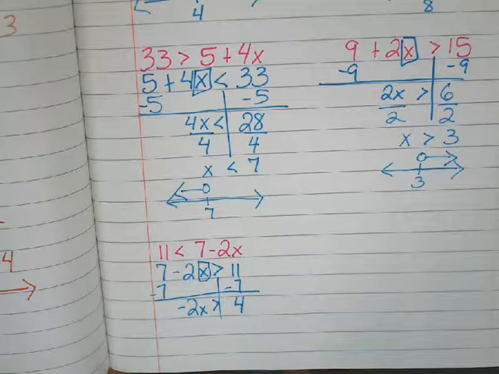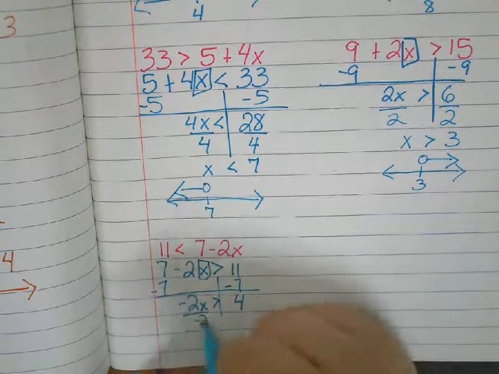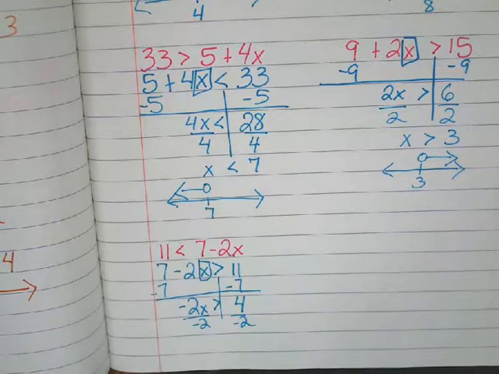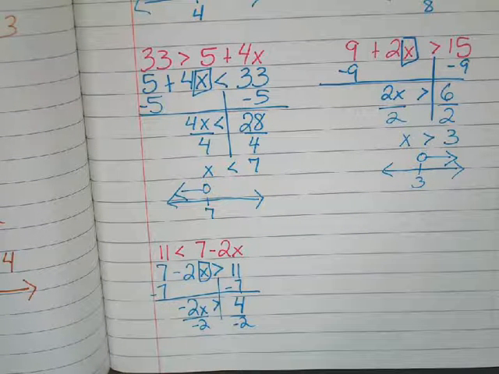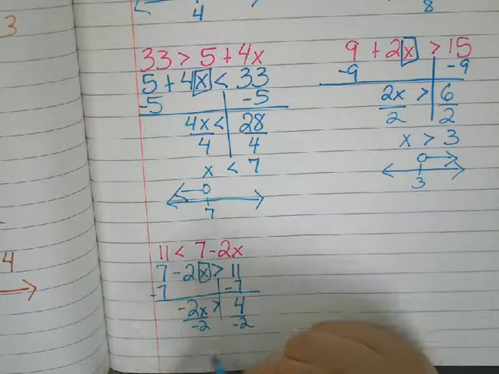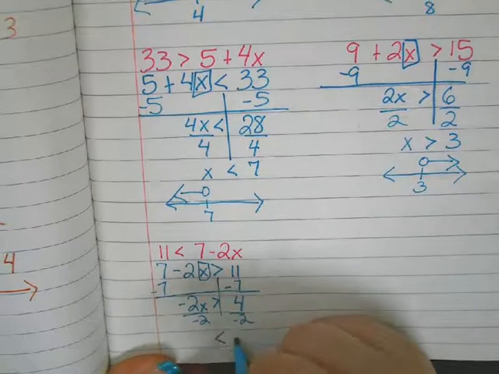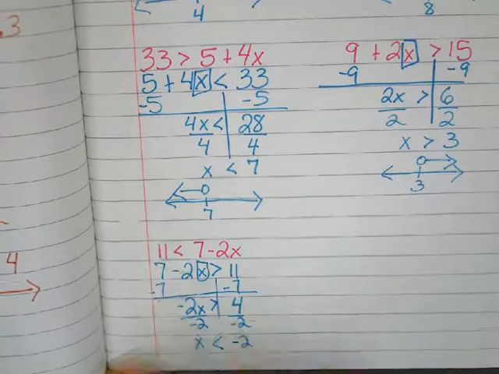So what happens when I divide by a negative? Is it negative? Well, if the signs are different, then it's going to be negative. Okay, my answer's going to be negative, but what about my symbol? Oh, it's going to change. I have to change it whenever I multiply or divide by a negative number. So then it turns to x is less than negative 2.